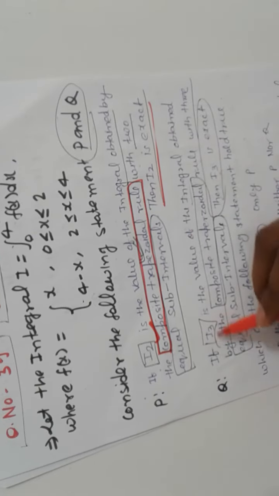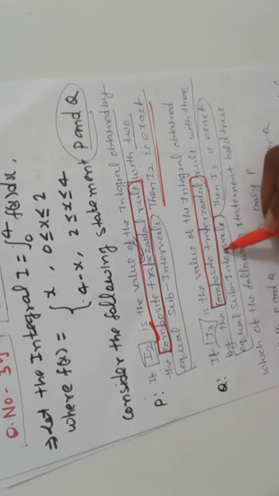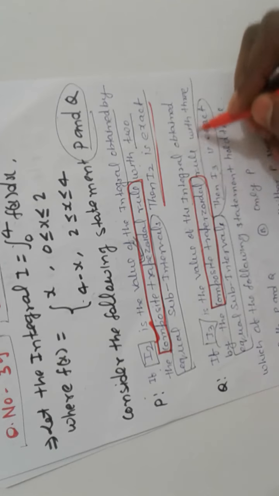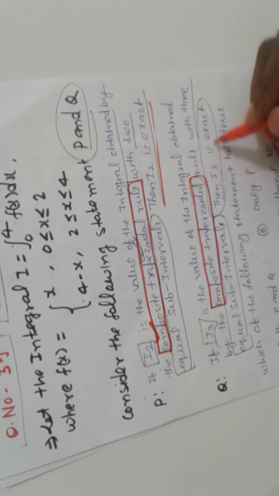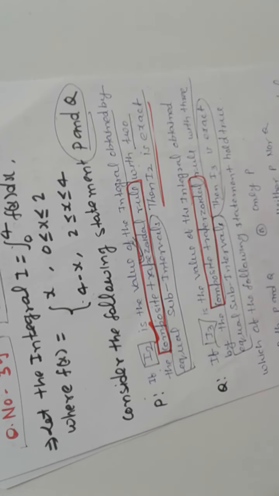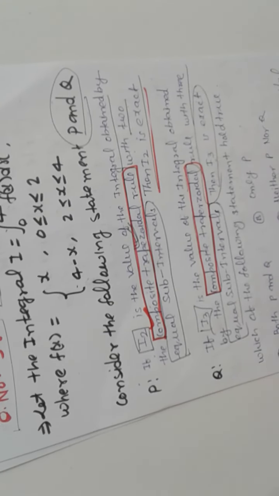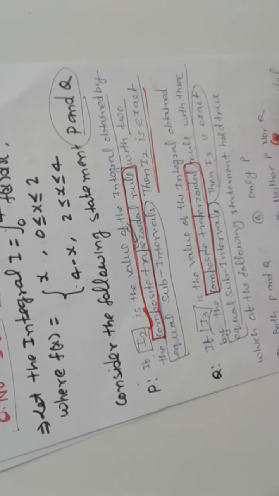Next, I3 is also the value of the integral by the composite trapezoidal rule. Both are the same but with some basic difference: the rule with three equal subintervals is I3. Then which of the following statements is true, P or Q? So we find the value by the general method, and then the value by the composite trapezoidal method.